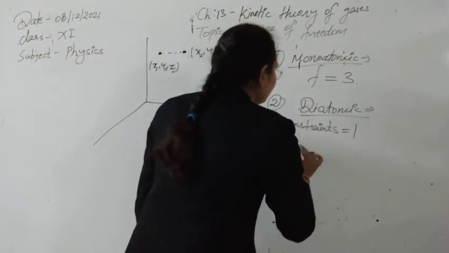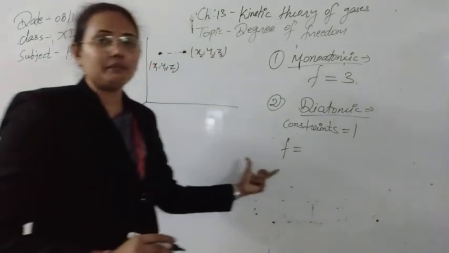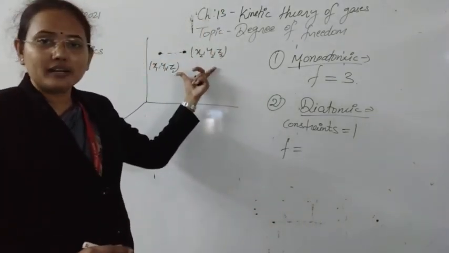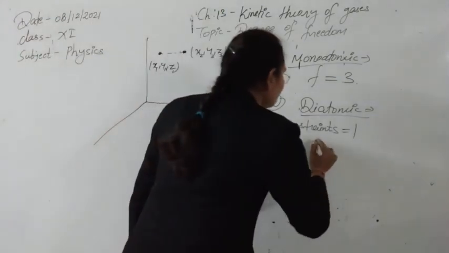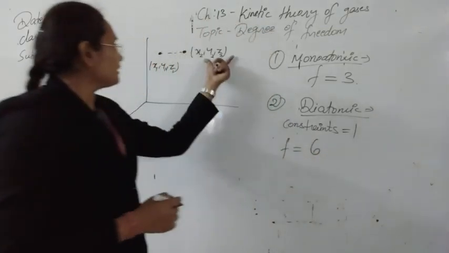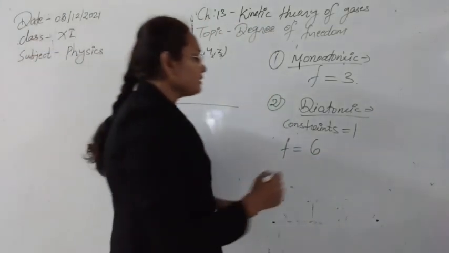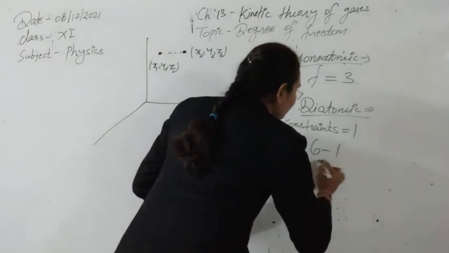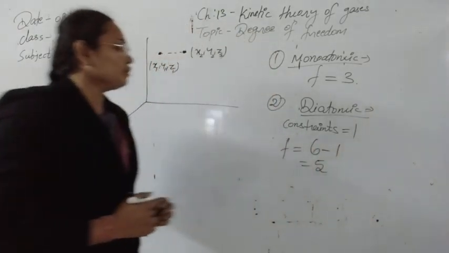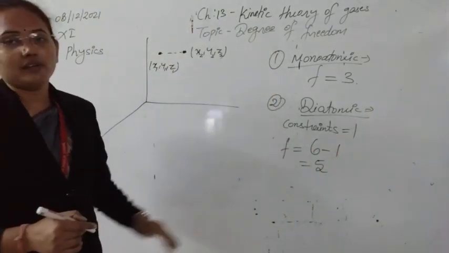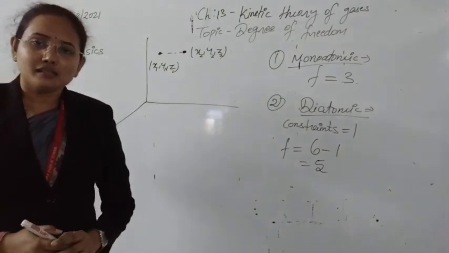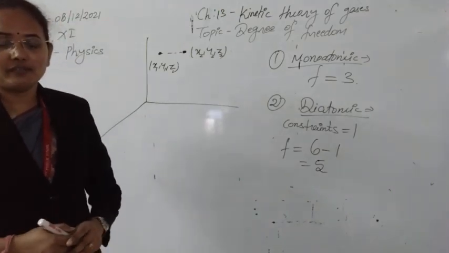So degrees of freedom is given by the total number of coordinates needed for the system, 3 plus 3, 6, minus the constraints. So the total degrees of freedom needed to specify the position is 5. So for diatomic gas, the degrees of freedom are always 5.